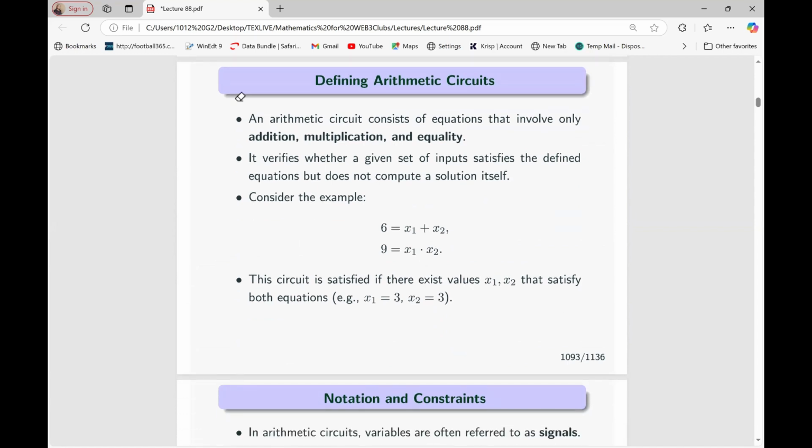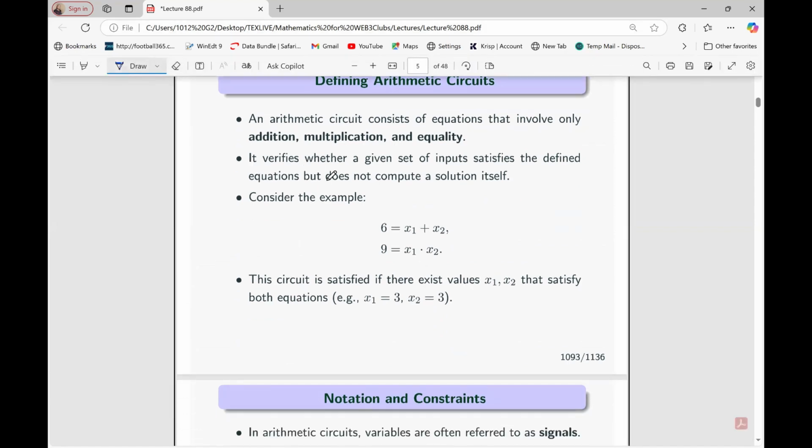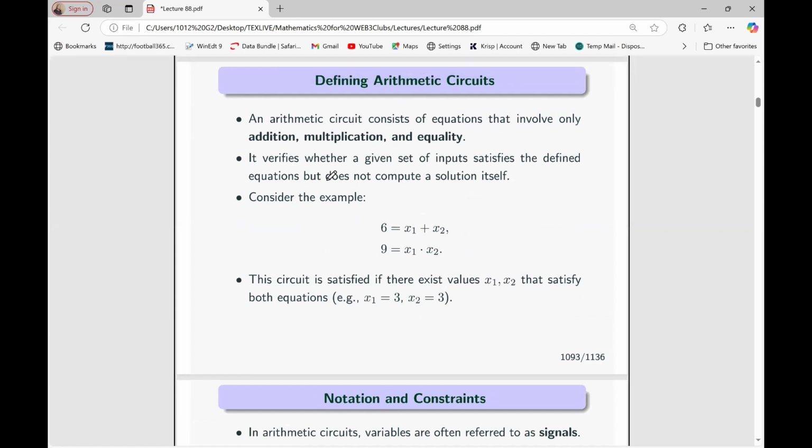So I want to give a definition, and I'm saying that an arithmetic circuit, therefore, is just a system of equations. This system of equations would involve addition, multiplication, and equality. It's just a system of equations that have addition, have multiplication, and have equality. This is an example of that system of equations. You can see this system has addition, has a multiplication, and then has equality, the equal sign. Now, what do the arithmetic circuits do?